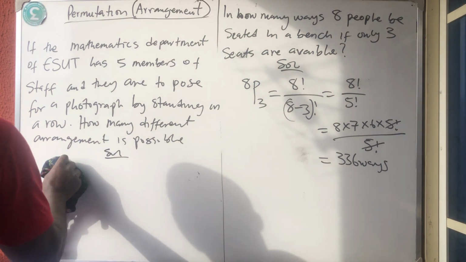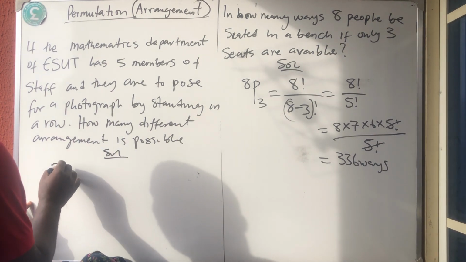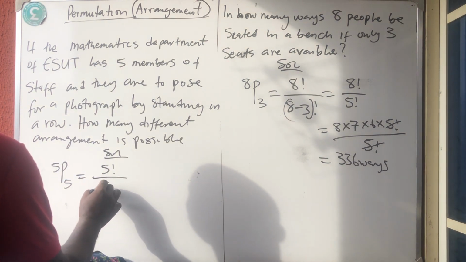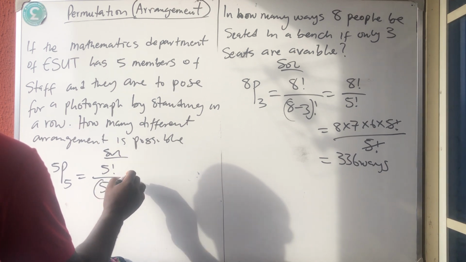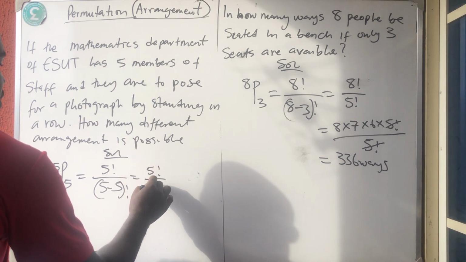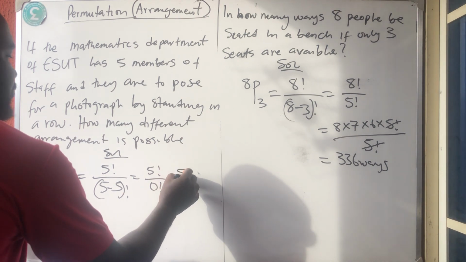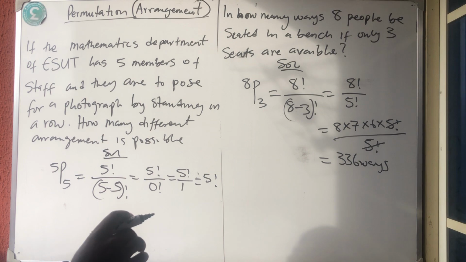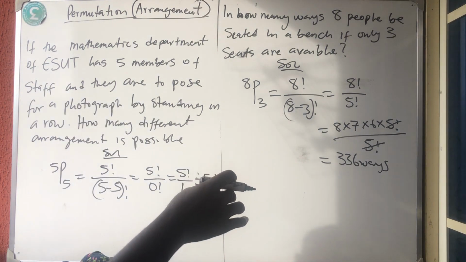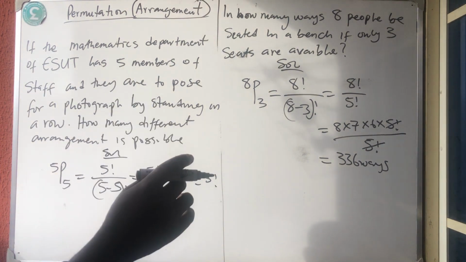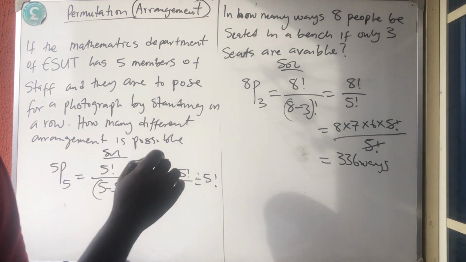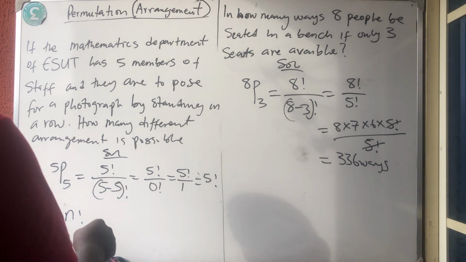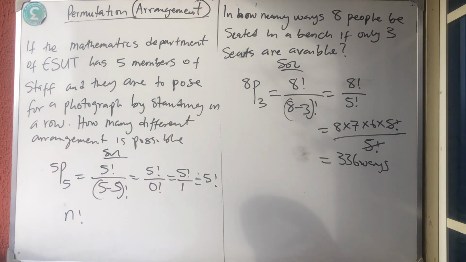Or you say 5 permutation 5, and 5 permutation 5 means 5 factorial all over 5 minus 5 factorial, which is 5 factorial all over 0 factorial, and 0 factorial is 1, so I'm left with 5 factorial. So when somebody is sitting in a bench without any restriction, or standing in a row without any restriction, it simply means n factorial. That's all. Or n permutation n, anyone you like, the same thing.